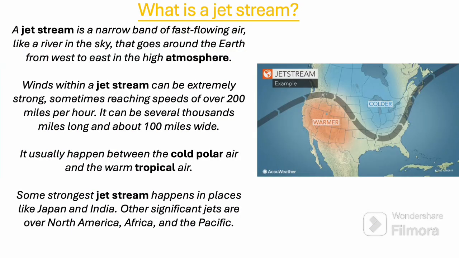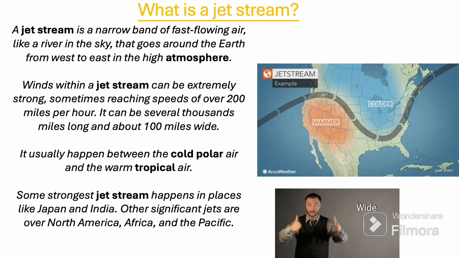What is a jet stream? A jet stream is a narrow band of fast-flowing air, like a river in the sky, that goes around the Earth from west to east in the high atmosphere. Winds within a jet stream can be extremely strong, sometimes reaching speeds of over 200 miles per hour. It can be several thousand miles long and about 100 miles wide.